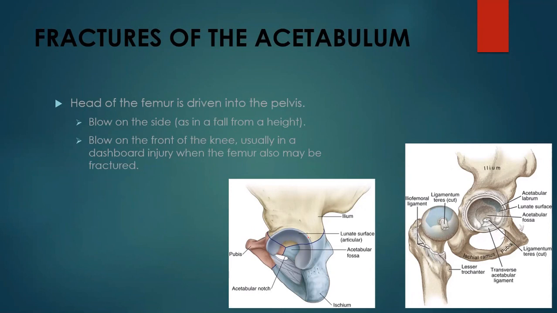The acetabulum is made of three components: the ischium, the ilium, and the pubis. We have the anterior lip, the posterior lip, the roof, the anterior column, the posterior column, and, as we saw, the roof of the acetabulum.